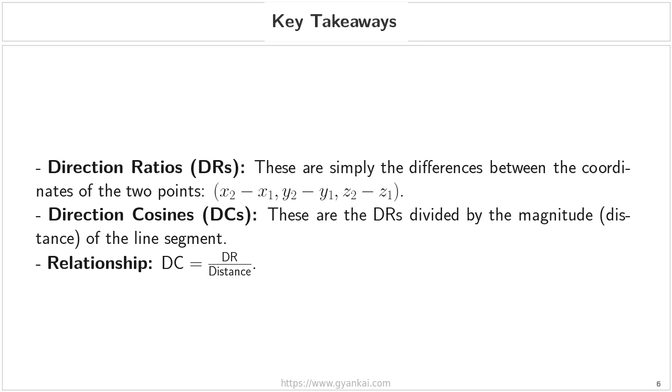This brings us to the fundamental relationship between the two. Direction cosine equals the direction ratio divided by the distance. It is a very helpful formula to keep in mind when you are moving between these two representations.